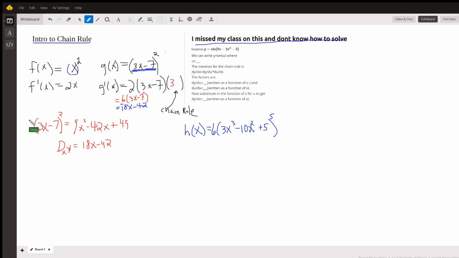Okay, and another way to do that problem would have been to square this binomial. There's the perfect square trinomial, and then take the derivative of that, 18x minus 42, same thing.